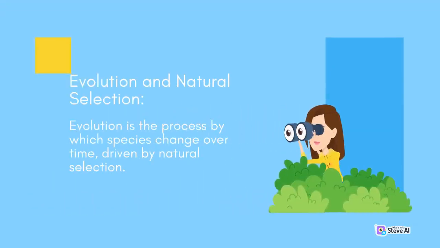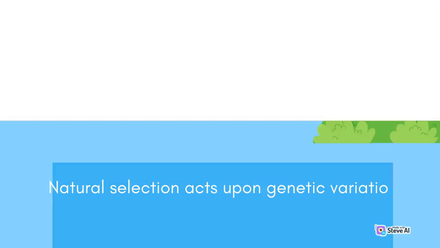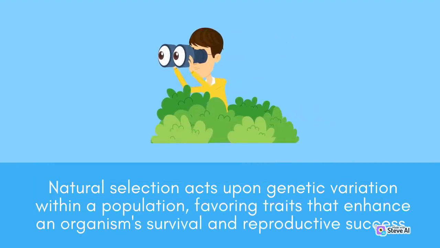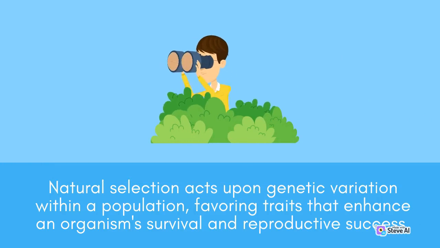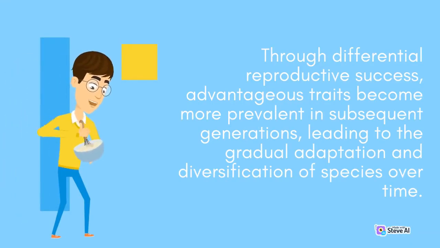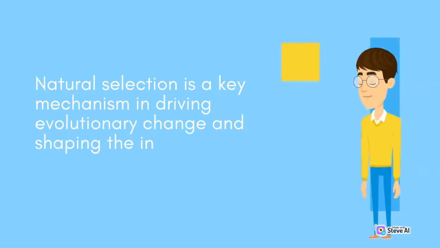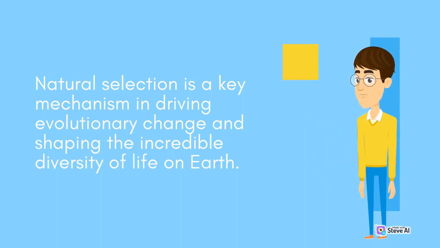Evolution and natural selection. Evolution is the process by which species change over time, driven by natural selection. Natural selection acts upon genetic variation within a population, favoring traits that enhance an organism's survival and reproductive success. Through differential reproductive success, advantageous traits become more prevalent in subsequent generations, leading to the gradual adaptation and diversification of species over time. Natural selection is a key mechanism in driving evolutionary change and shaping the incredible diversity of life on Earth.